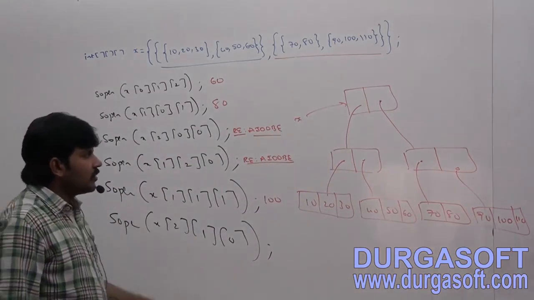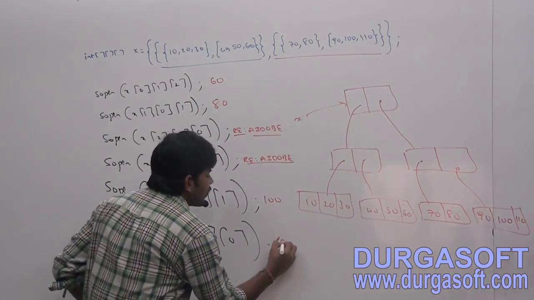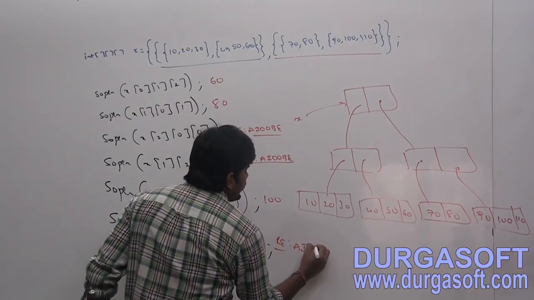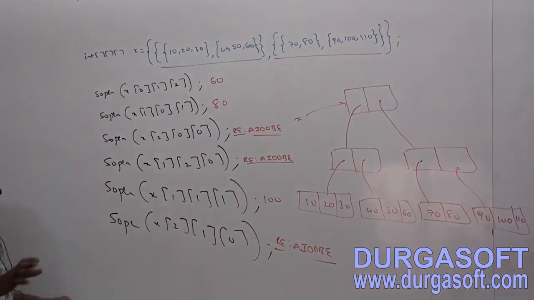X of 2, 1, 0. X of 2 is not there. Immediately we will get a runtime exception saying array index out of bounds exception. Are you able to understand, right? Make sure, there is a chance to ask this type of question.